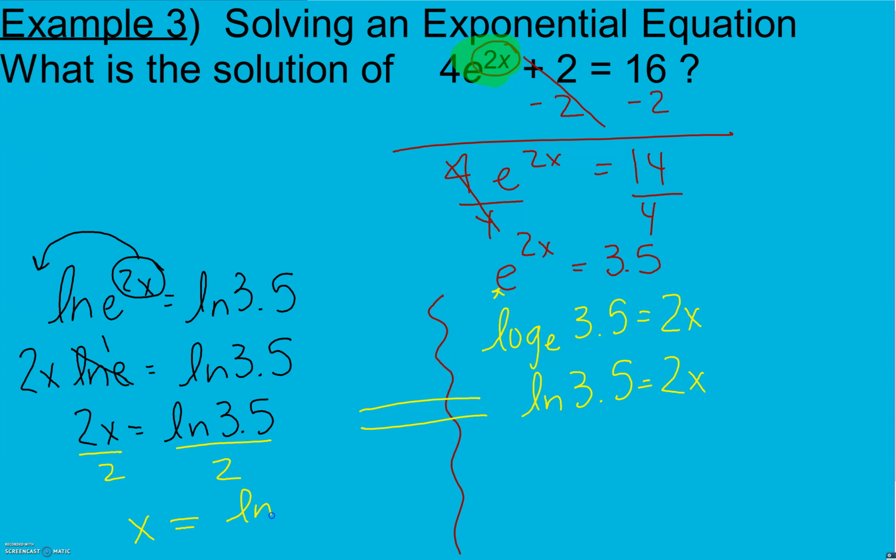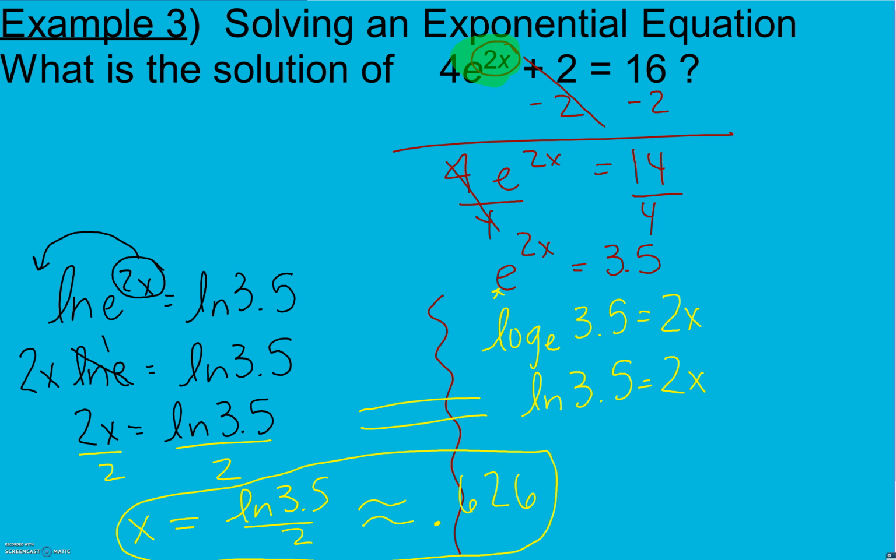So x equals exactly ln of 3.5 divided by 2, which is going to be approximately, when you type this in your calculator, ln 3.5, make sure you close that parenthesis before you divide by 2. And we get 0.626. Our exact answer and our approximation there.